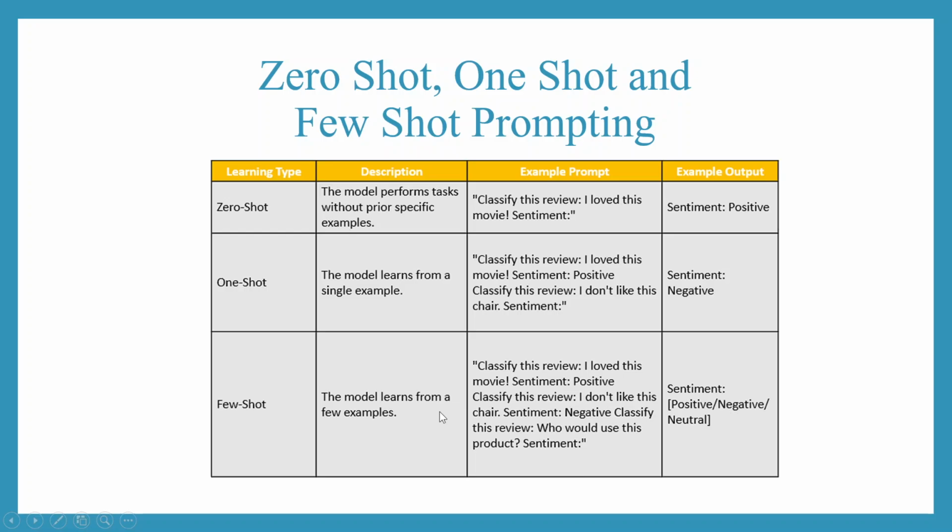Few-shot: the model learns from a few examples. Classify this review: I love this movie. Sentiment is positive. Classify this review: I don't like this chair. Sentiment is negative. Classify this review: who would use this product? Sentiment? So the sentiment is positive, negative, or it can be neutral.